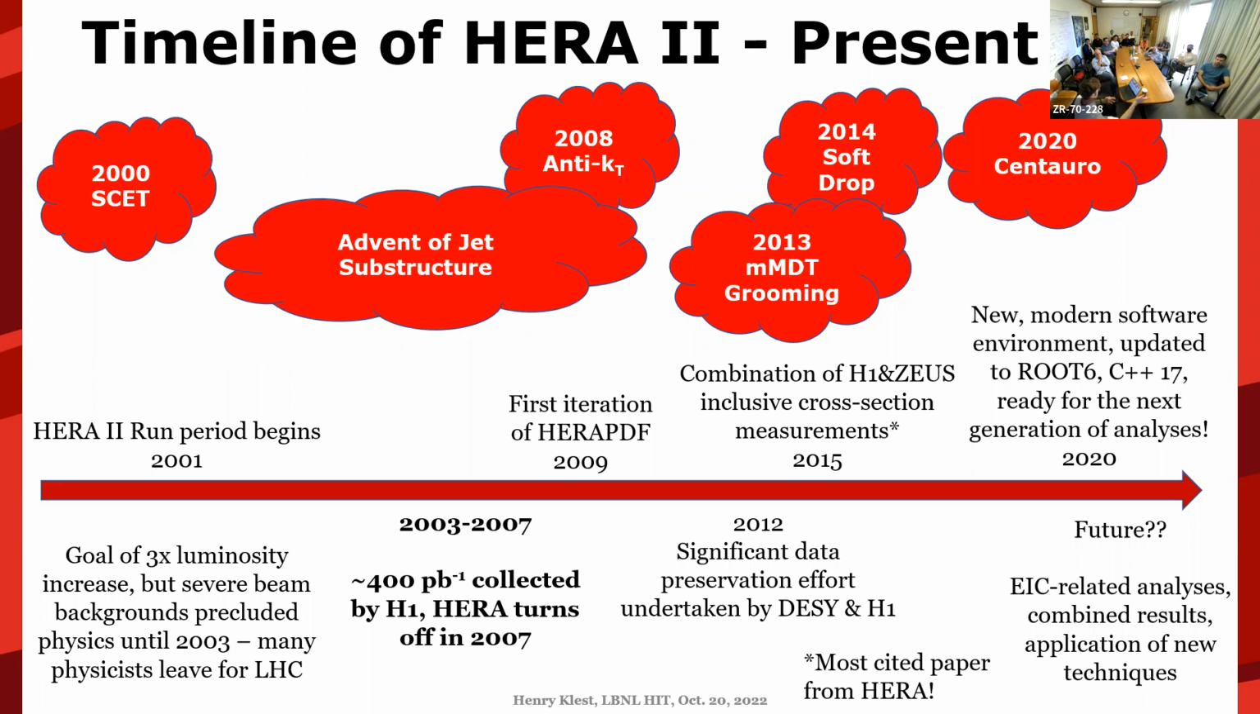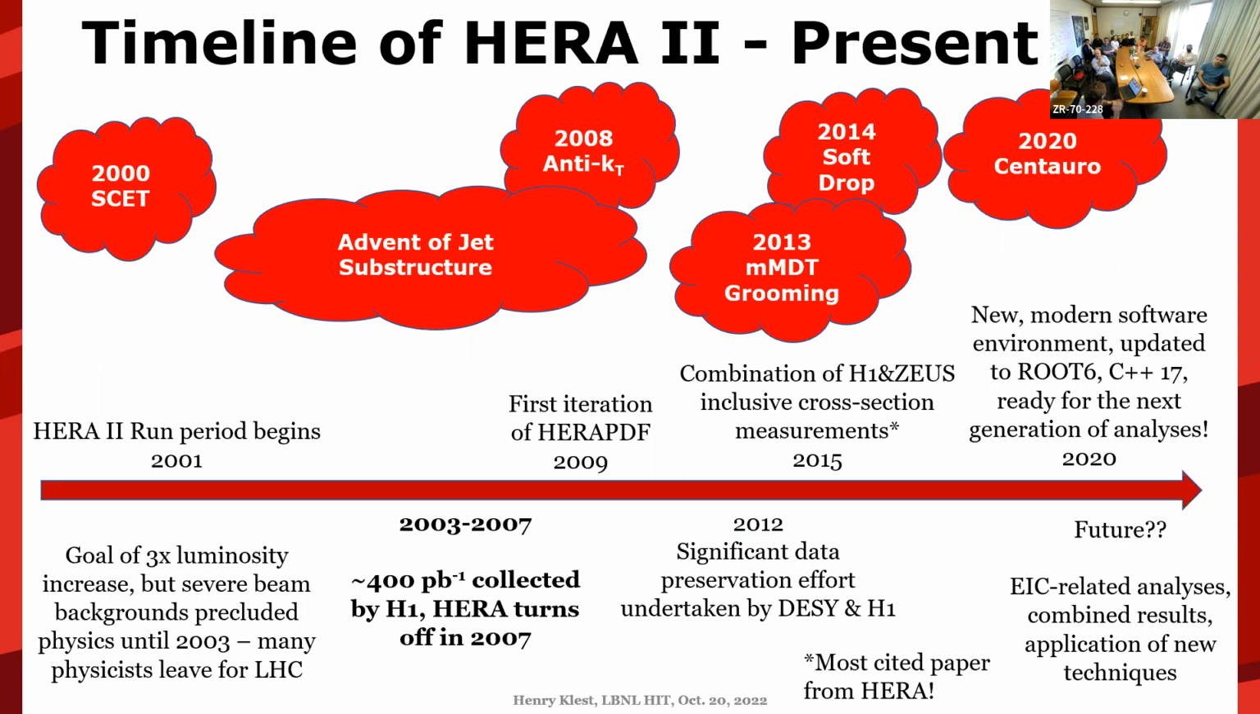So anyway, after 2007, a lot of the main results came out. The first iteration of HERAPDF, which probably some of you are familiar with, came out in 2009. In the 2009 to 2012 period, DESY actually invested a lot of money into data preservation for these two experiments. That was ongoing since then, all the way up until the present.